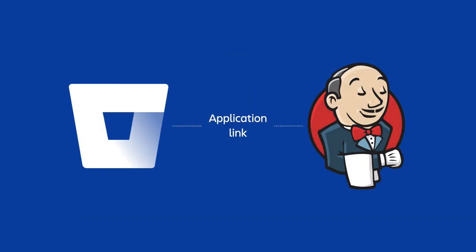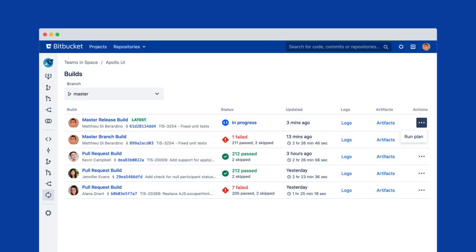In this video, I'm going to take you through creating an application link between Bitbucket and Jenkins to enable additional features. These include direct links to logs and artifacts, detailed build information in Bitbucket, and the ability to rerun builds.